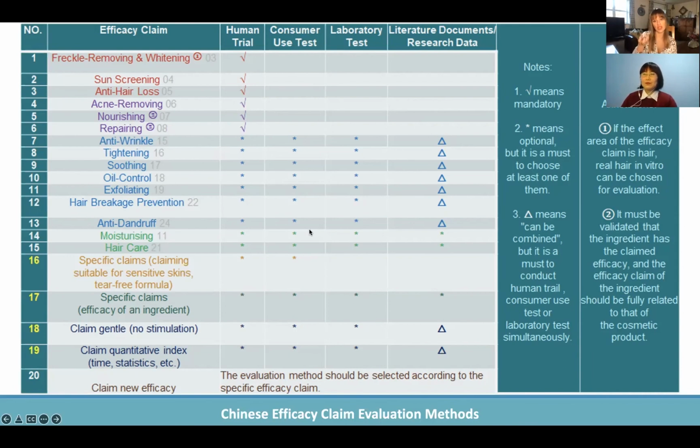And as you can see, it's very limited on what claims you can only use the literature data for. But I think it's a really good table. And like I said, there's very little regulation in other countries that is this clear about what kind of substantiation is suitable for which claim.